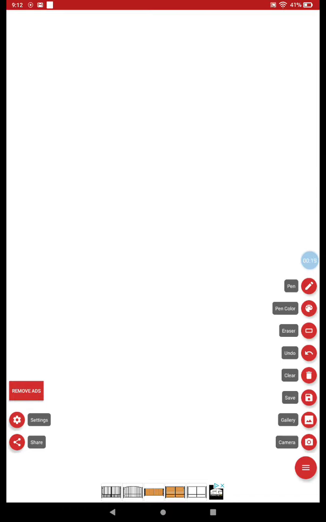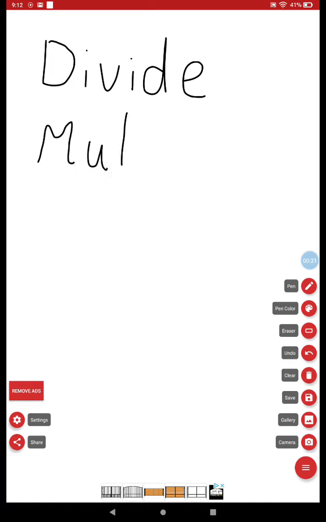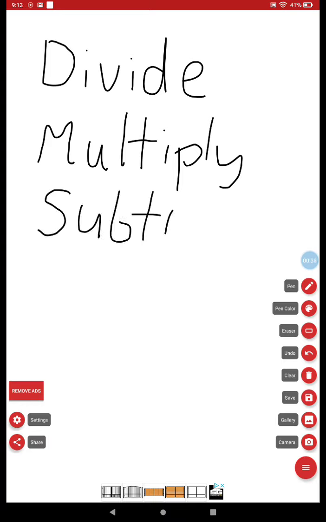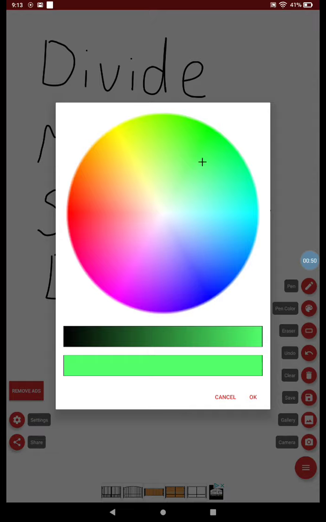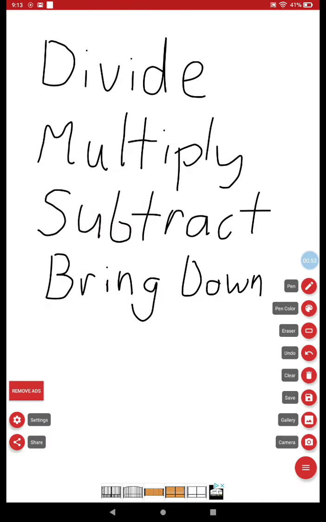Now there's some steps to long division. First step is going to be to divide. Then we multiply. Then we subtract. And finally we bring down. All right. Divide, multiply, subtract, and bring down.